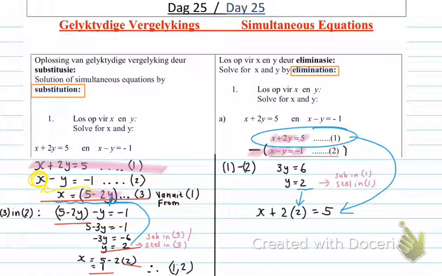X plus 2 times 2 is x plus 4. And I take the 4 to the other side and I subtract it. So it's x is equal to 1. So then I write it in coordinate form. 1 semicolon 2 because those are the answers. And I put it in coordinate form. And that's it for elimination. And I had the same answer for the substitution method and for the elimination method. Now let's do another example for the elimination method.